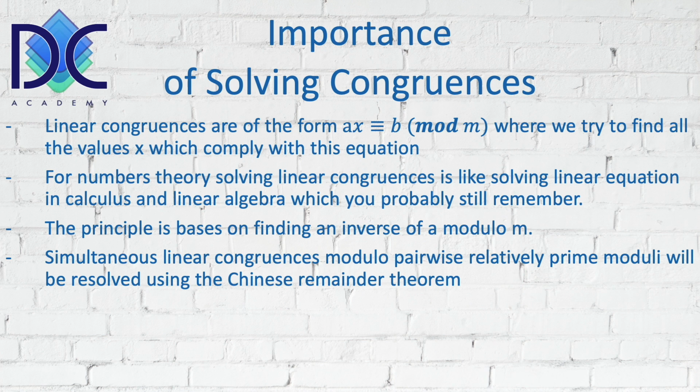We also have simultaneous linear congruences, modulo pairwise relatively prime moduli. It will be like a system of linear congruences, and we can resolve them using the Chinese remainder theorem. The Chinese remainder theorem dates from a long time ago, when the Chinese were already looking into congruences and trying to resolve them. Based on that, the theorem was constructed.